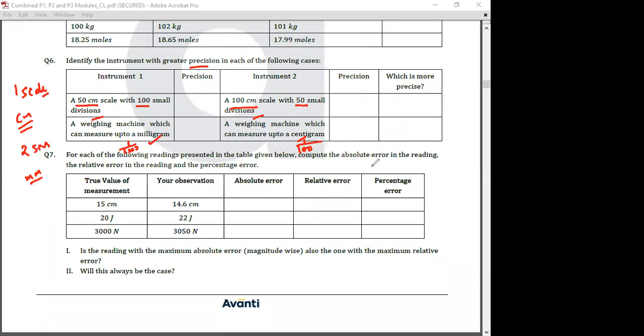Now, when you talk about precision, precision is the division. If 50 centimeters is divided into 100 small divisions, what is the length of one division? What is the precision over here? It is 50 centimeter by 100, which is 0.5 centimeter. Precision is 0.5 centimeter, yes or no? And here it is up to milligram, so it is 1 by 1000 grams, 10 to the power minus 3 grams. Precision is 10 to the power minus 3 grams. In the same way, you can find for the others also.